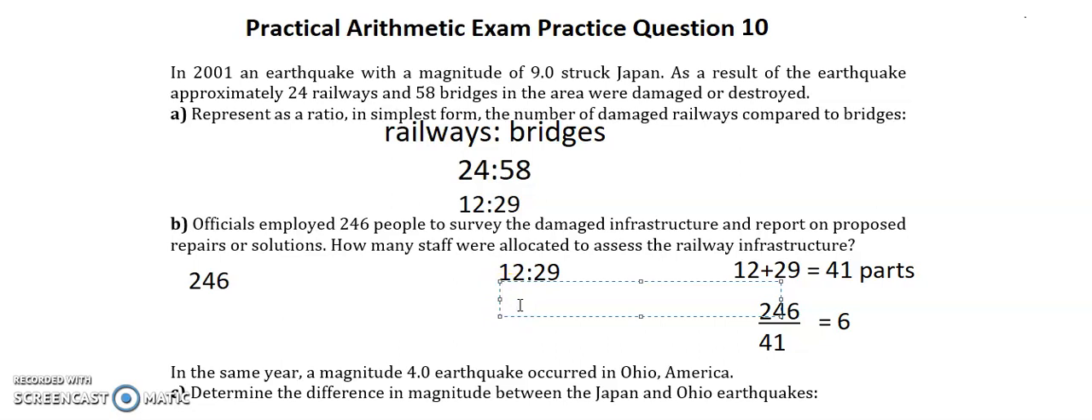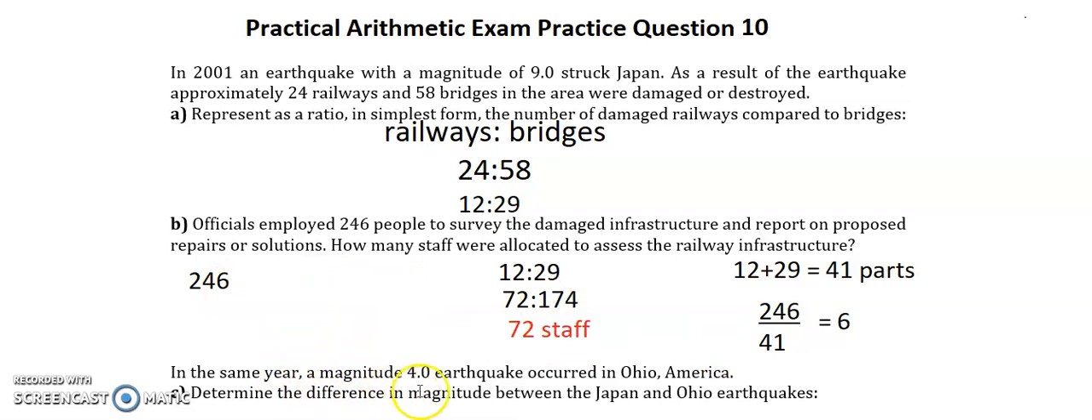That helps me out because then all I need to do is times 12 by 6. 12 times 6 is 72. And times 29 by 6, and I get 174. Now let's go back to the question. It says how many staff were allocated to assess the railway infrastructure. Because it's only talking about railway, I know that it is 72 staff who had access to the railway infrastructure.